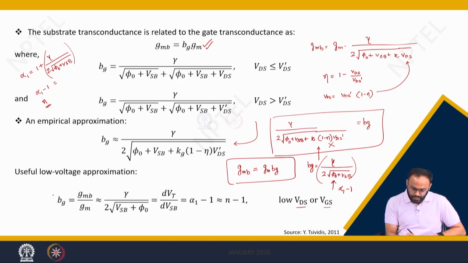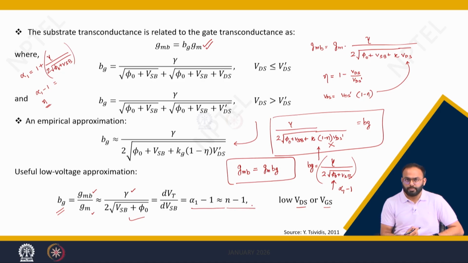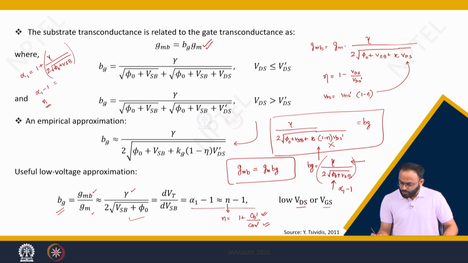So, I can simply rewrite this equation as GMB divided by GM is equal to gamma divided by 2 times the square root of phi naught plus VSB, which is equal to alpha minus 1, which is equal to n minus 1, where n is defined as 1 plus CB dash divided by COX dash, the bulk capacitance over the oxide capacitance. Here we are considering that there is no interface trap charge. Furthermore, we can define this factor, gamma divided by 2 times the square root of phi naught plus VSB, in terms of threshold voltage.